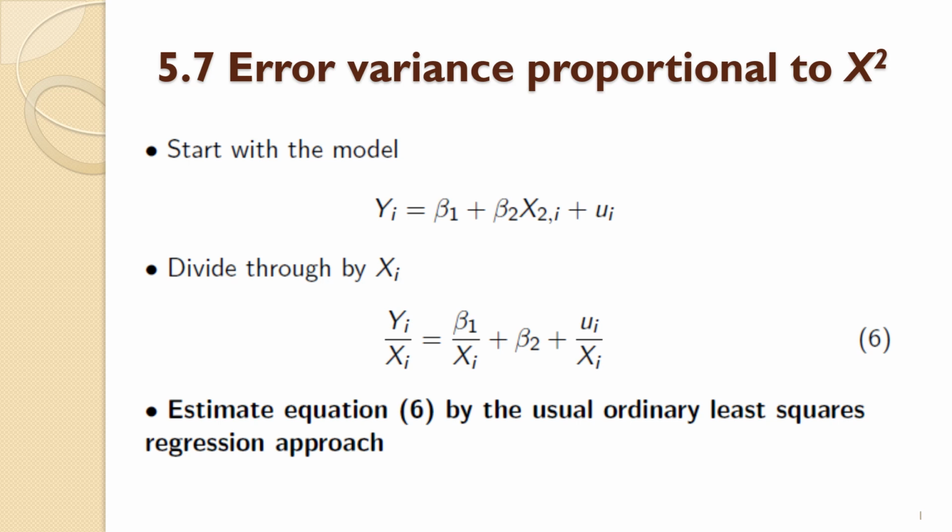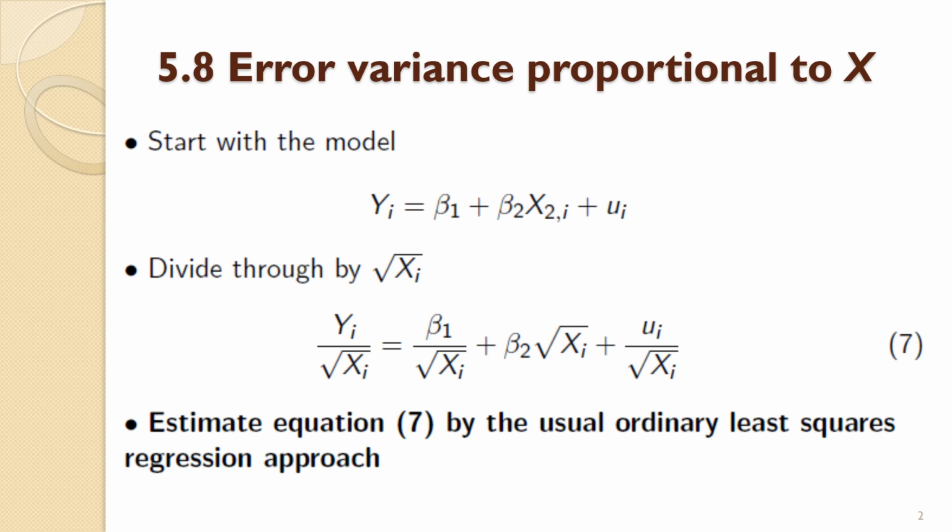And then the idea would be that you could then estimate this final equation on the slide by the ordinary least squares regression approach. Okay, so I suspect this is primarily of theoretical rather than practical importance, but the thing it's trying to abstract from is the variance increasing as the x increases.